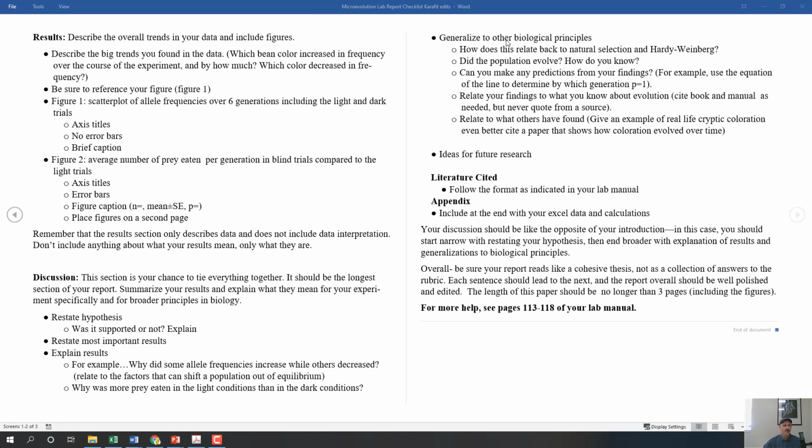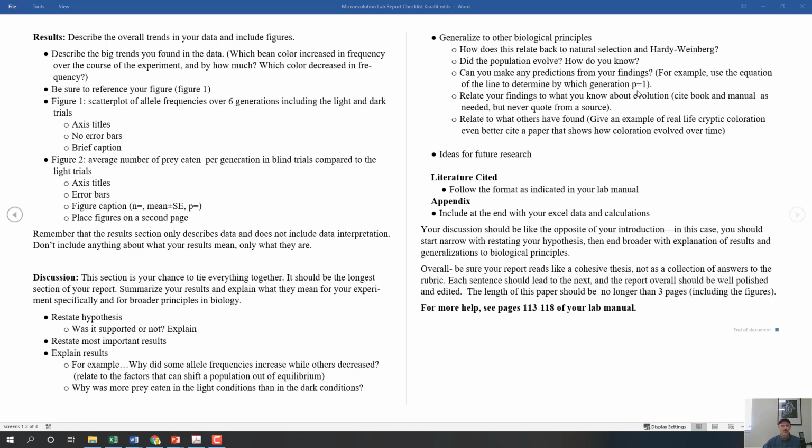And so I have information here like examples. You might relate things back to Hardy-Weinberg and natural selection. Did your population evolve? How do you know? Another thing I would like to see in this section is making use then of the equation of the line in your first figure. Can you make predictions from your findings? So for example, if the trend is leading upward and the concentration of the red allele is going up, at which generation would it be 1? You can solve that using the equation of the line.